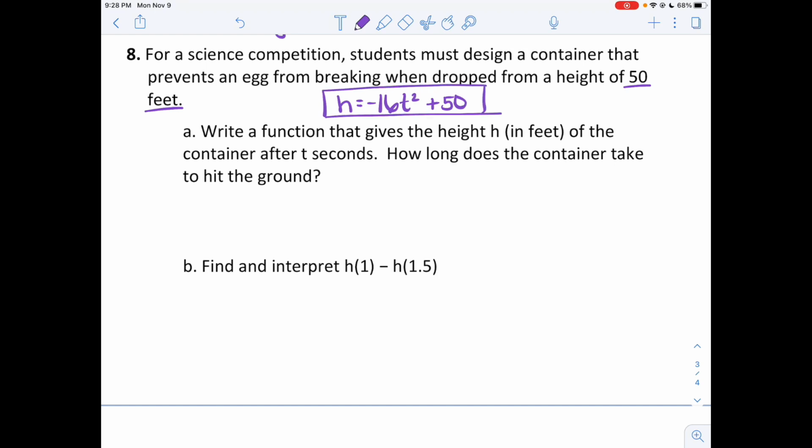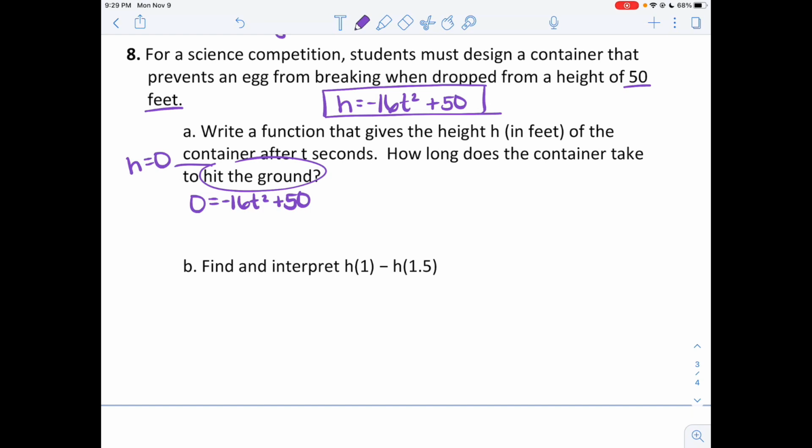We want to know how long it takes the container to hit the ground. So remember, the ground is at a value of h is equal to 0. We're starting at h equals 50. We want to go to h equals 0. So that's all we're going to do. We're going to set h in this equation equal to 0 and then solve for the time t. So 0 is equal to negative 16t squared plus 50.